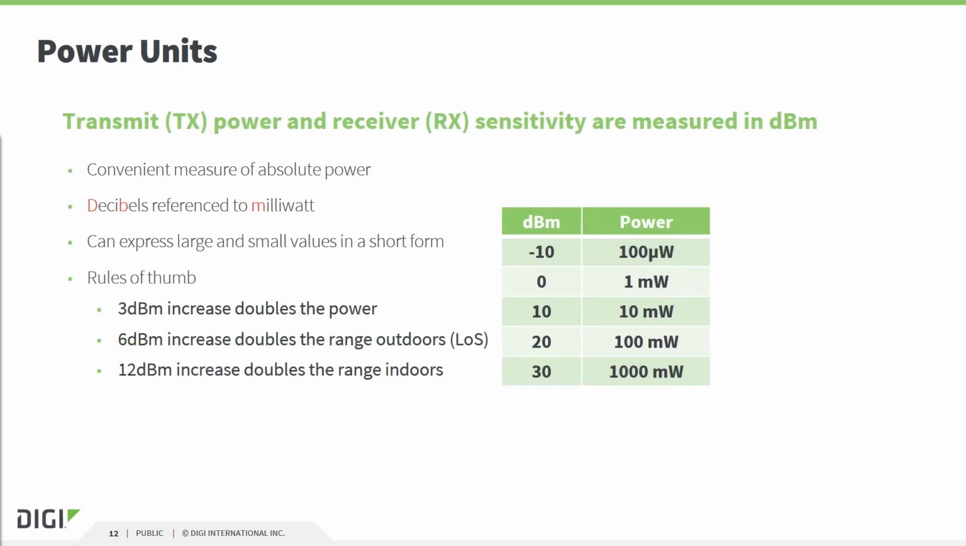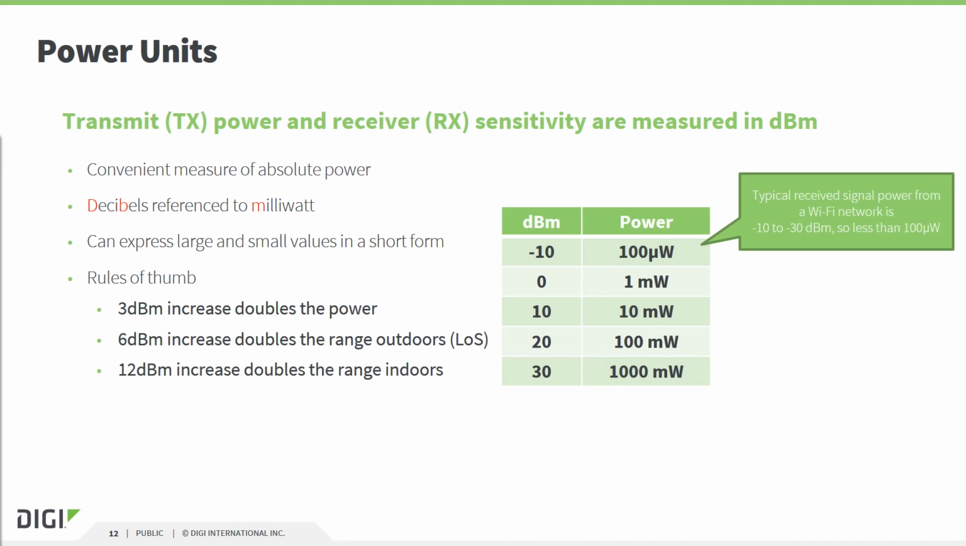A convenient way to measure transmit power and receiver sensitivity is by using dBm as a unit, which stands for decibels referenced to 1 milliwatt. It uses a logarithmic scale, which is a way to compress the measurements and values. This allows you to express large and small values in a short form.